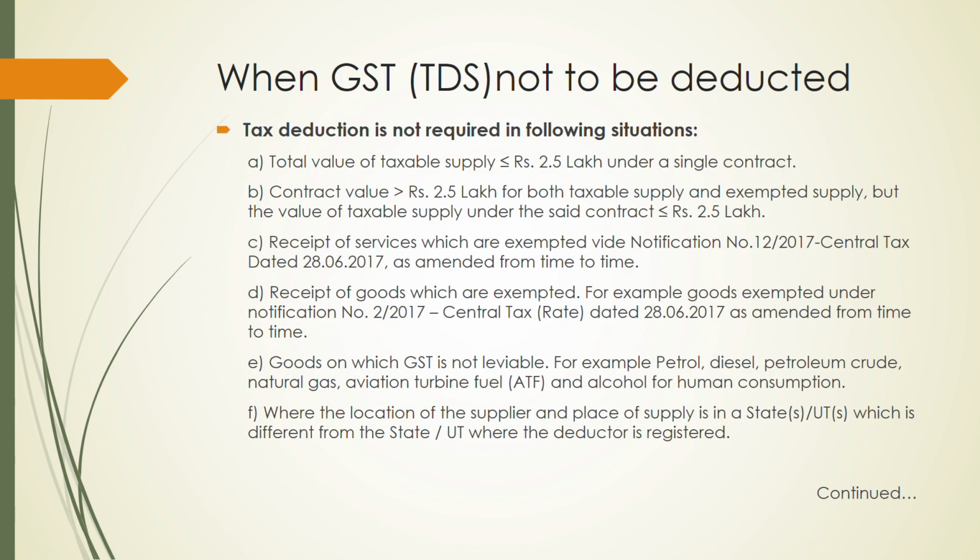When is TDS not to be deducted? TDS deduction is not required when the taxable value of supply is less than 2.5 lakh under a single contract, for the receipt of services which are exempted, the receipt of goods which are exempted, and goods on which GST is not leviable, for example petrol, diesel, petroleum crude, natural gas, ATF, and alcohol for human consumption, because these goods are outside the purview of GST for the time being.